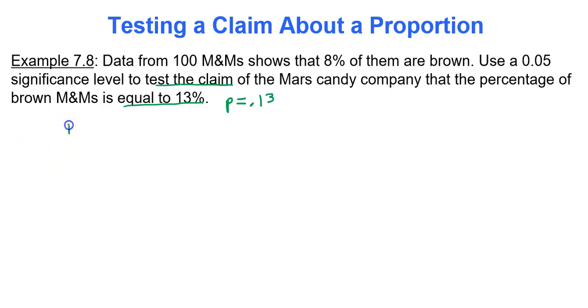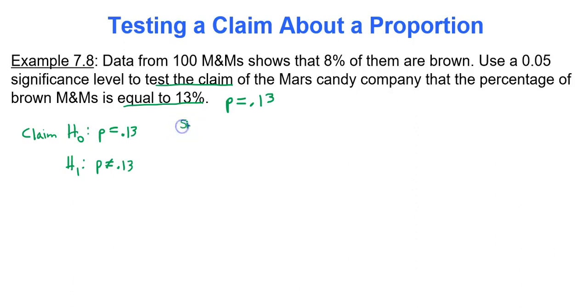All right, so let's talk about those hypotheses. Let's talk about H1. Let's talk about H0. p equals 0.13, is that the null or the alternative? It has equal to, so that is totally the null. So the alternative would have to be not equal to. So the claim is the null hypothesis.